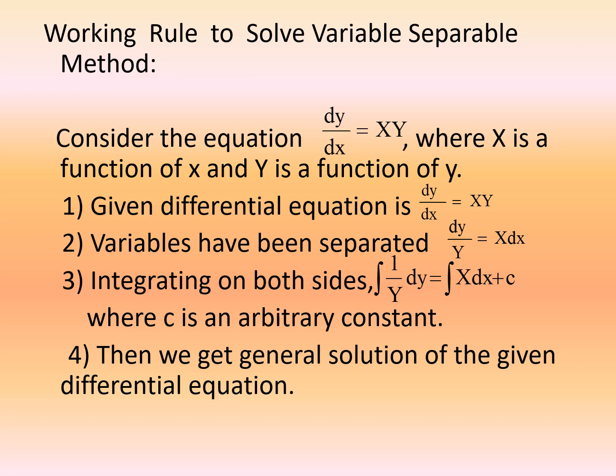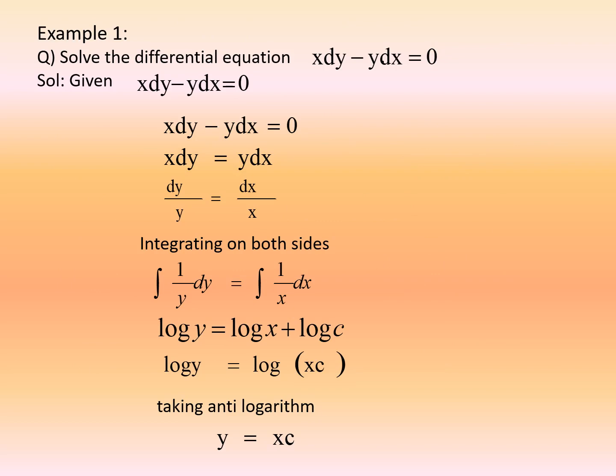Third step, integrating on both the sides, that is, apply integral on both the sides. Integral 1 by y into dy is equal to integral x into dx plus c, where c is an arbitrary constant. Come to the fourth step. Then we get the general solution of the given differential equation. We can easily solve these types of equations by simply separating the variables in the differential equation and then integrating them individually. Let us see example 1.